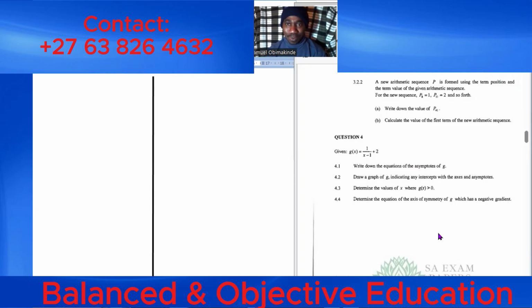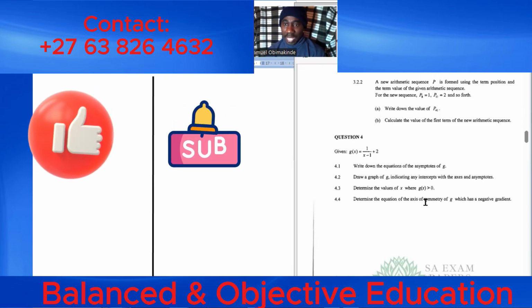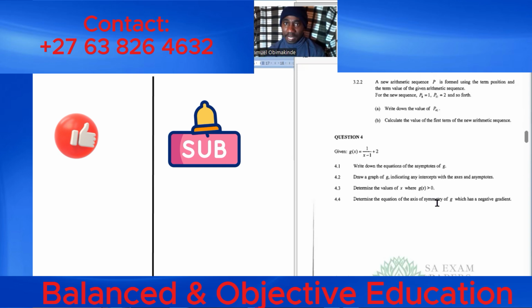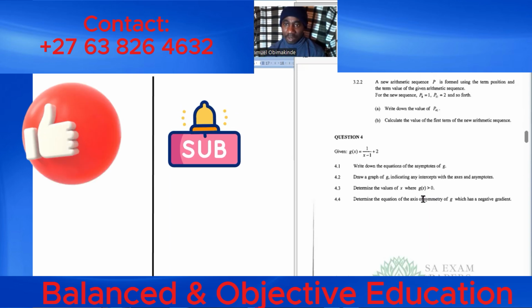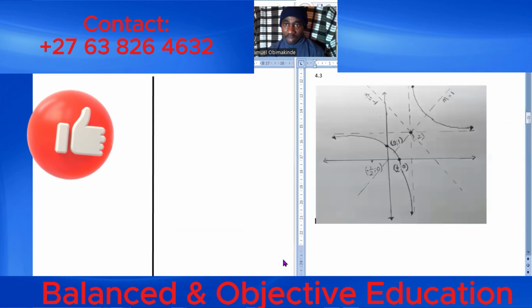We are answering question 4.3. Now, in question 4.3, they want us to determine the values of x where g of x is greater than 0. That is, the values of x where g of x is positive. We can answer that question directly from the graph.